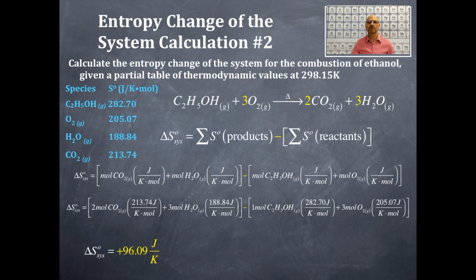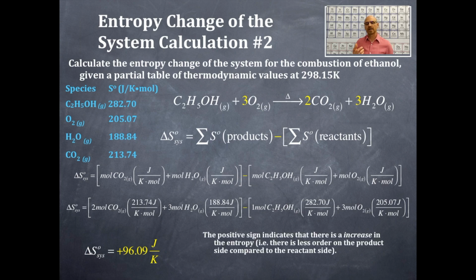Delta S0 for the system is positive 96.09 joules per Kelvin. And again, this number should make sense here, because this positive sign indicates that there is an increase in the entropy. That is, there's less order on the product side than on the reactant side. This is seen as there's an increase in the number of moles of gas from 4 to 5, as I mentioned previously in this video. All combustion reactions should follow the same pattern of a positive delta S0 for the system.